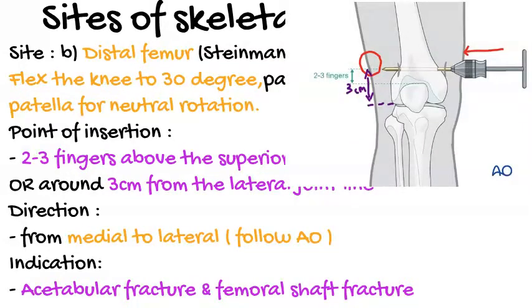The direction of the pin insertion is from medial to lateral. I will follow the AO recommendation. Some will suggest from lateral to medial. Indications for distal femur pin include acetabular fracture and femoral shaft fracture.